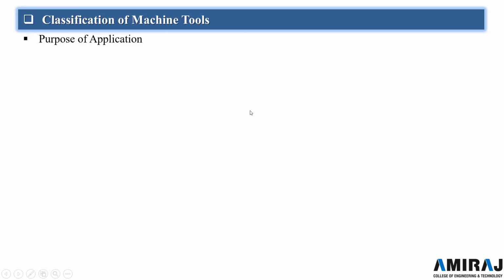So the general classification is based on, the first one, the purpose of application. What kind of application is there? The first one is general purpose machine tools, for example lathe, shaper, milling machine. These are used for general application, which performs the general operations.